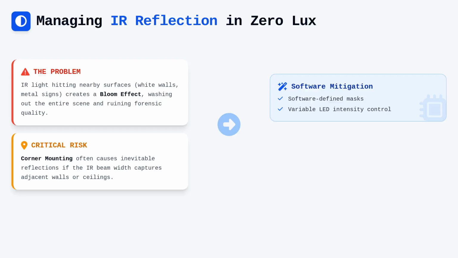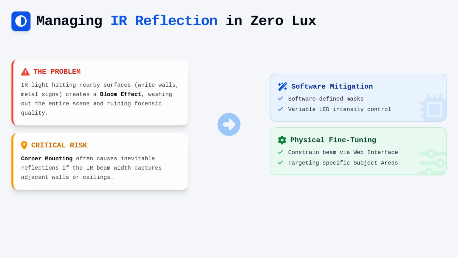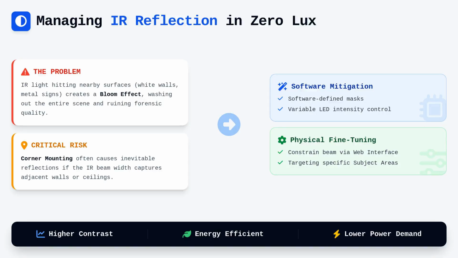You must also consider the positioning regarding walls and ceilings, as mounting a camera in a corner inevitably leads to these reflection problems if the IR beam is wide enough to catch the adjacent surface. By fine-tuning the illumination width through the camera's web interface, you can physically constrain the IR beam to cover only the subject area of interest. This precision not only improves the overall contrast of the image, but also makes the system more energy efficient, which matters when you are planning an installation that relies on limited bandwidth and power delivery infrastructure.